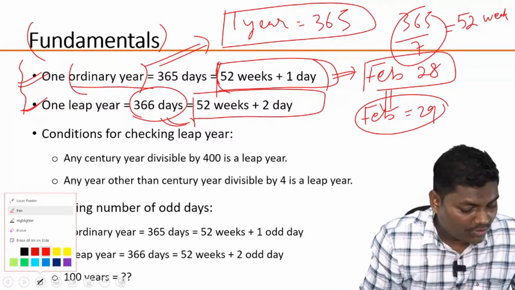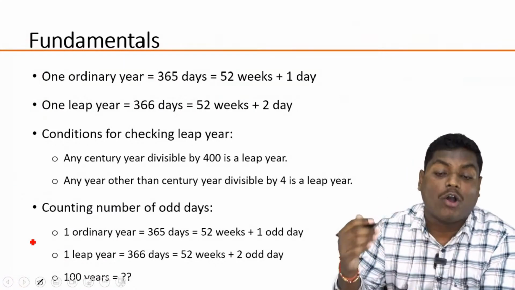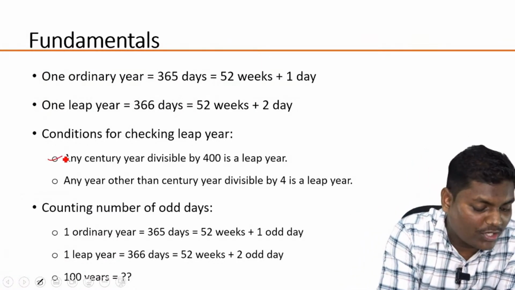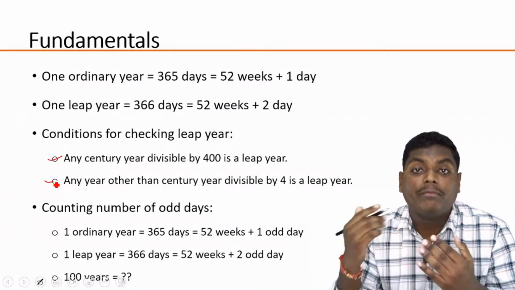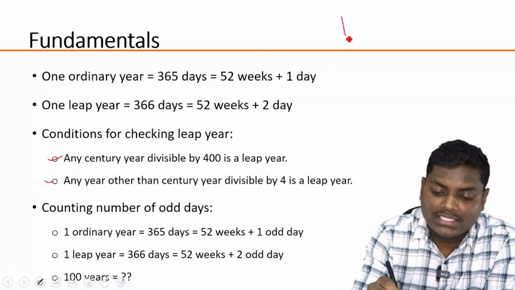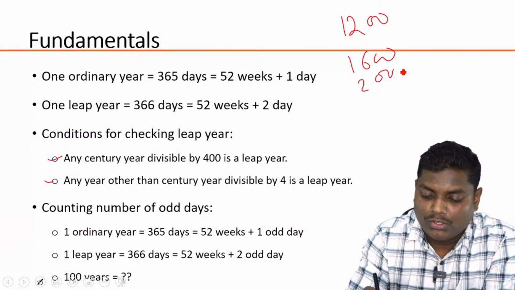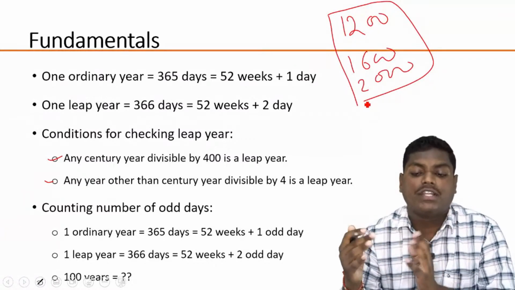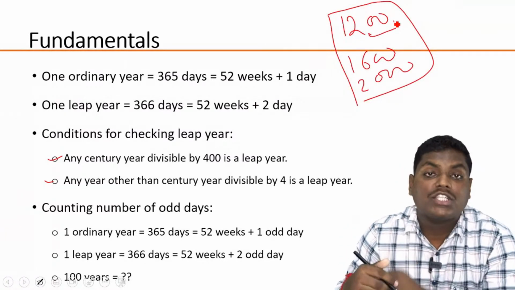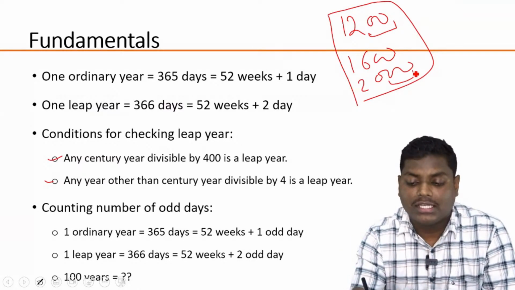Now, the next concept is how to check whether the given year is a leap year or not. How do we do it? There are 2 points to check. First, if it is a centurion year. Now, what do we mean by centurion year? Suppose we have something like 1200, 1600, 2000. These are basically centurion years. Why? We can see double zeros at the end. Century means 100, so centurion years will have double zeros at the end.